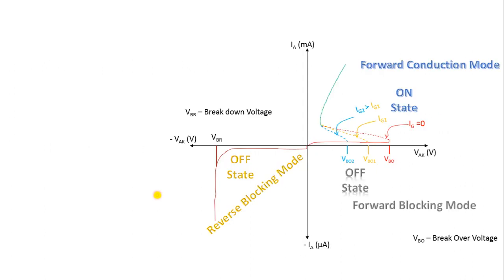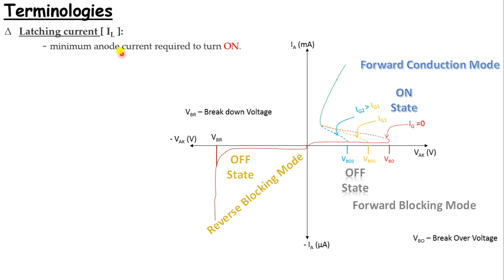Now we will see the terminologies used in this SCR characteristics. The first is the latching current IL. It is defined as the minimum anode current required to turn on the SCR. I will show you where the IL current is marked in the characteristics graph. So this is the position of the IL current, that is the latching current. This means that this is the minimum amount of current we need to turn on the SCR.